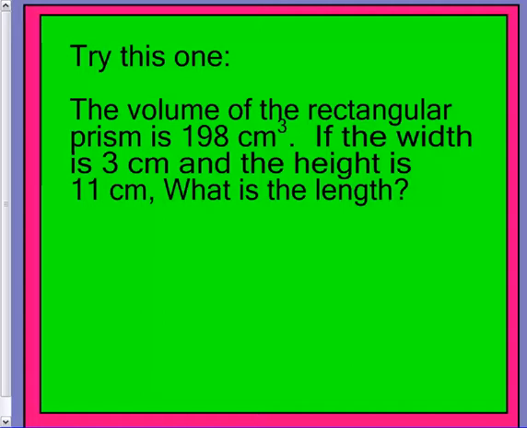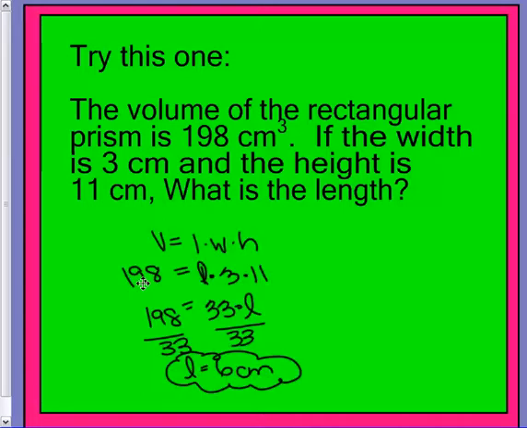All right, so I'm going to show you what I did. Okay, here we go. I plugged in my width and my height, and my unknown is my length, and I plugged in my volume is 198. So 33 times my length, if we divide on both sides, that'll give us 198 divided by 33, which is 6 centimeters.